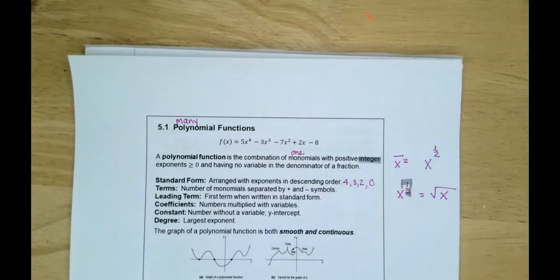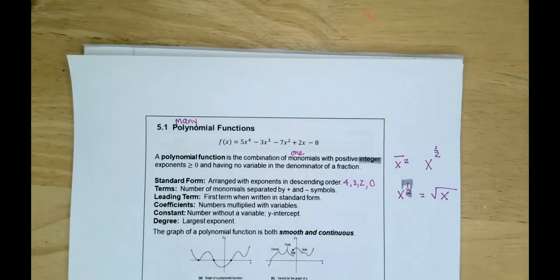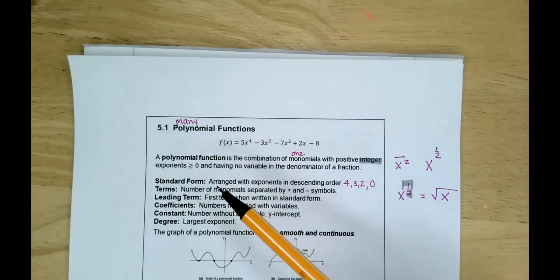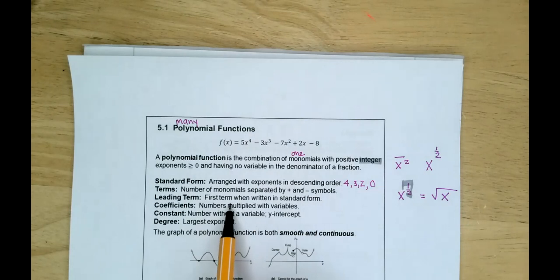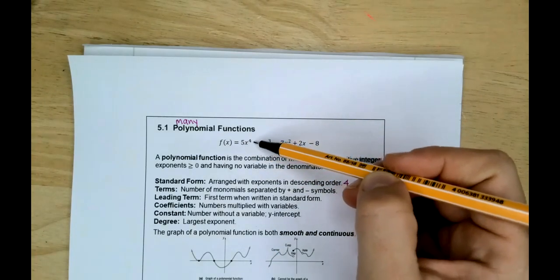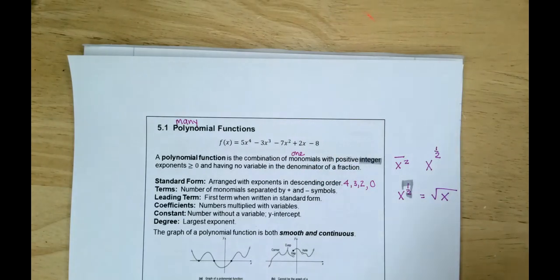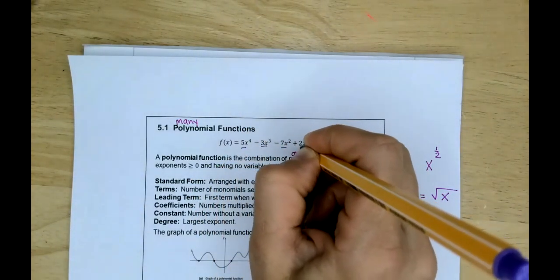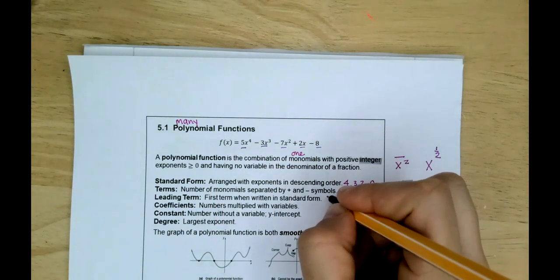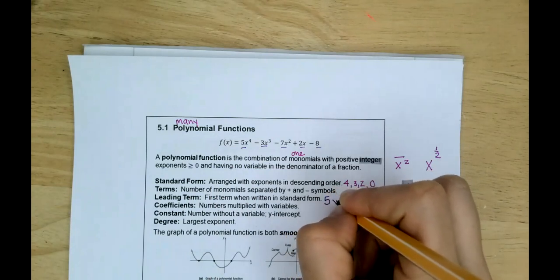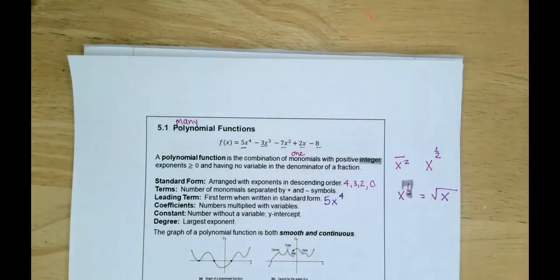Good. All right, a term is a monomial, separated by your operation symbols, the operation symbols being plus or minus. Okay, so after you have put your polynomial function in standard form, the first term will be your leading term. Your leading term should be connected to the variable with the highest exponent. So for example, here we have 5 terms, not because of that number 5, but just because if we count them, 1, 2, 3, 4, 5 terms. And our leading term would be 5x to the fourth.